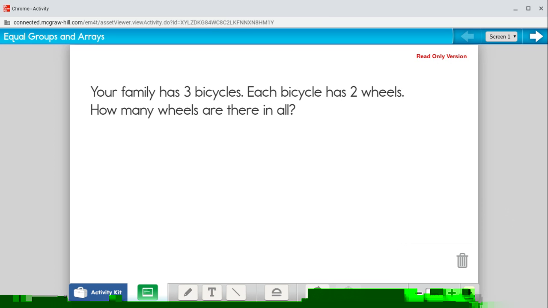You're not going to have to worry about printing it. You can just look at it on the screen with the link that I provide, and you can do it on a blank piece of paper. All right, so let's get started.